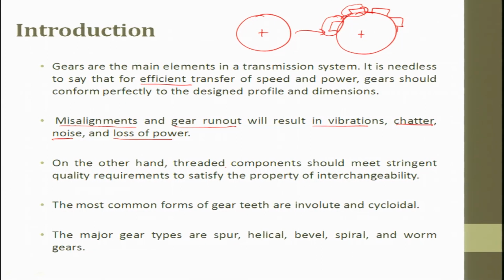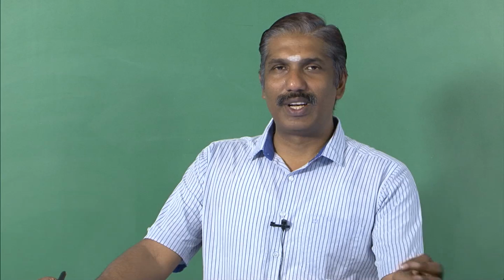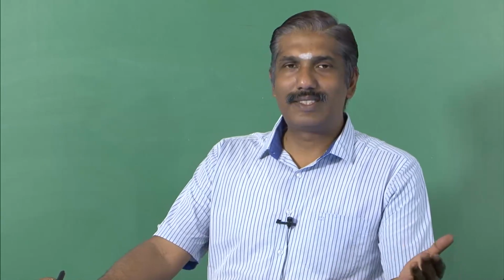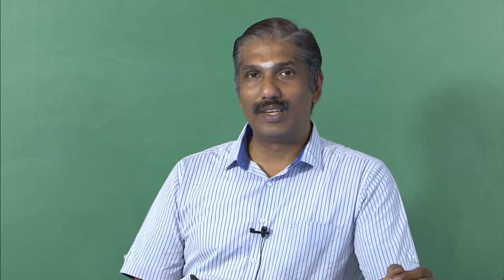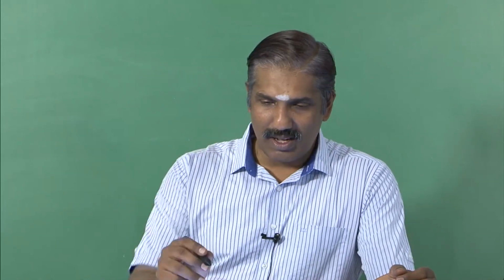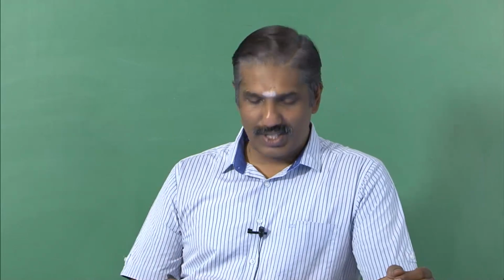On the other hand, components should meet stringent quality requirements to satisfy the property of interchangeability. Today, we can go to the market, give certain specifications and directly buy gears. These gears are made out of plastic, or metals like brass, or steel. So, you directly go to the market and say these are the specifications, I need a gear, and you can get those gears in the market. That means the concept of interchangeability is well introduced in gears.